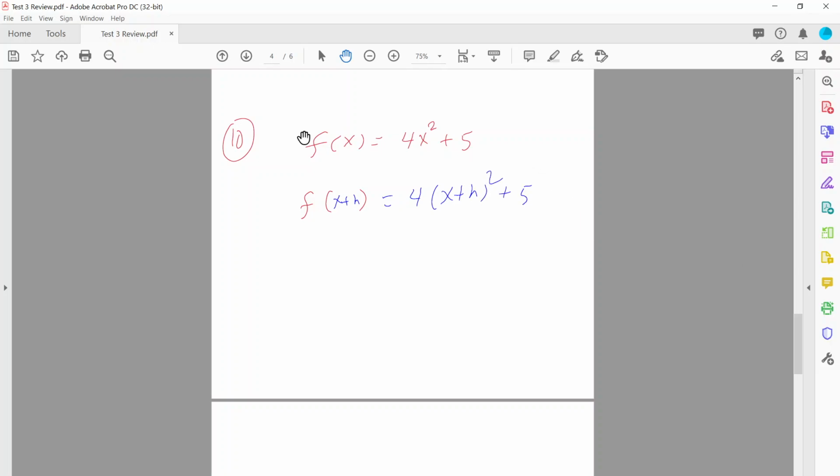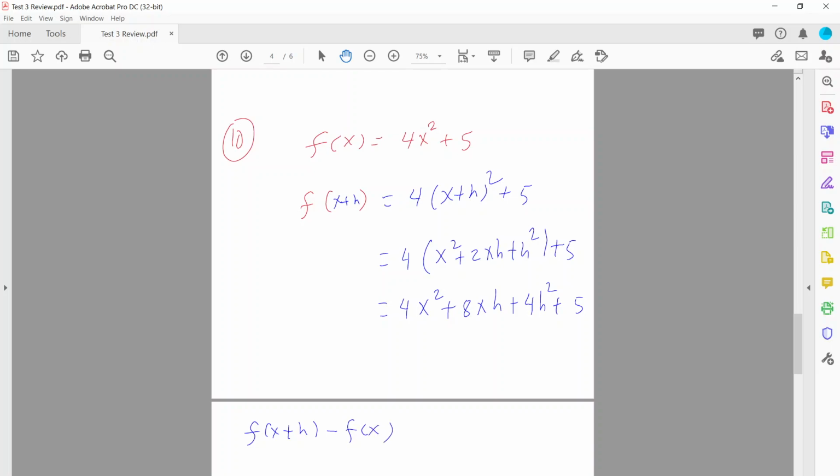Since I need to subtract f of x from here, I'm going to simplify this part. Make sure that x plus h squared becomes x squared plus 2xh plus h squared, and there is a 5. Just distribute this 4. So it's 4x squared plus 8xh plus 4h squared plus 5. The 5 is separate. Now just subtract f of x from f of x plus h.